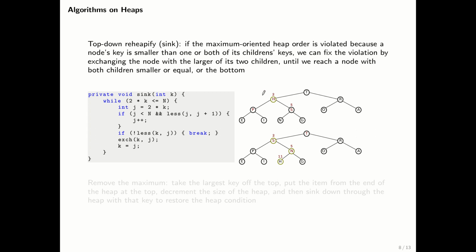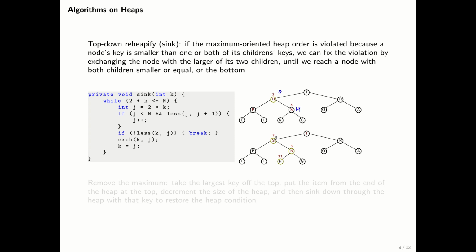Look at this particular key here, H. H is smaller than both of its children. So what do we do? We pick the larger of the two children, which is S, and we simply exchange H with S. So this S is going to come here and H is going to go there.